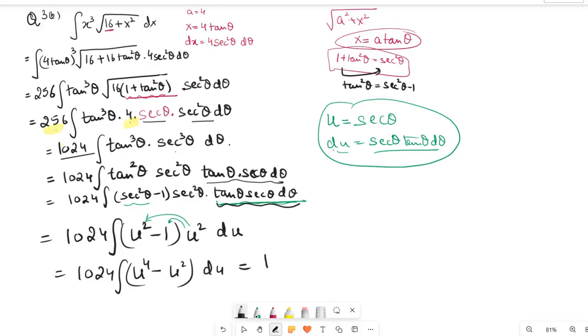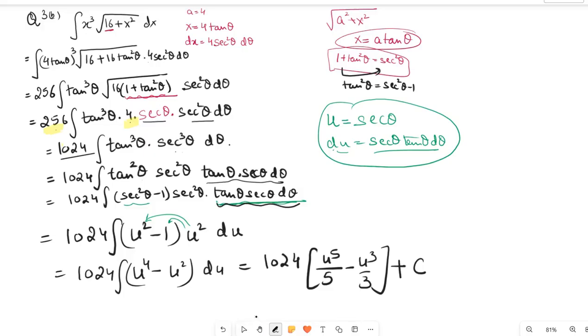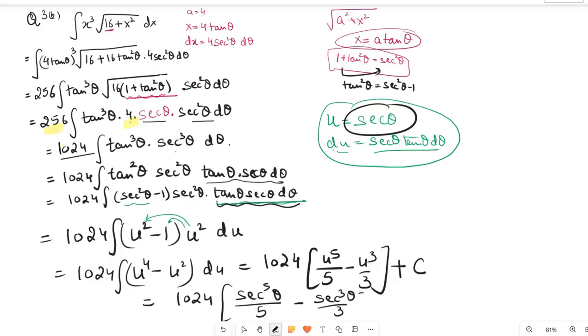Now we can integrate easily. 1024 u5 by 5 minus u cube by 3. That's using the power rule. U has to be put back as secant theta. So secant 5 theta by 5 minus secant cube theta by 3 plus c.